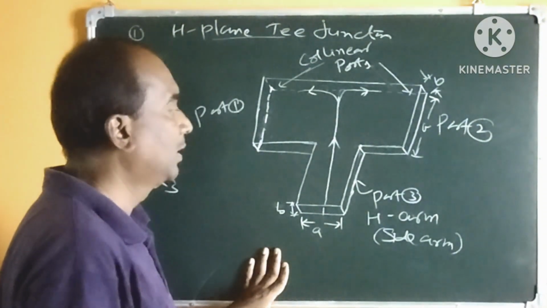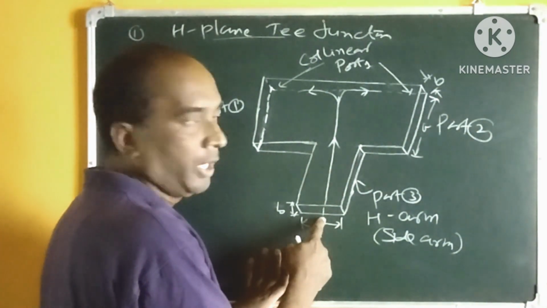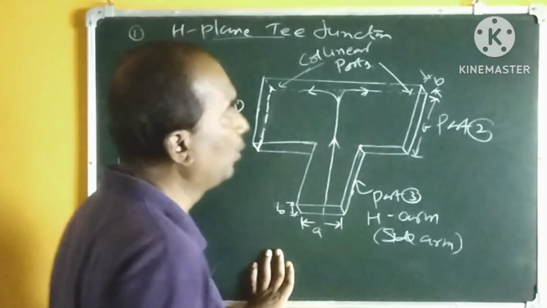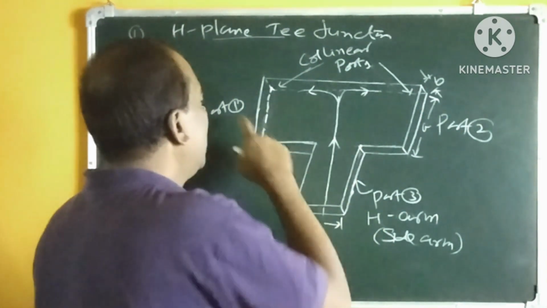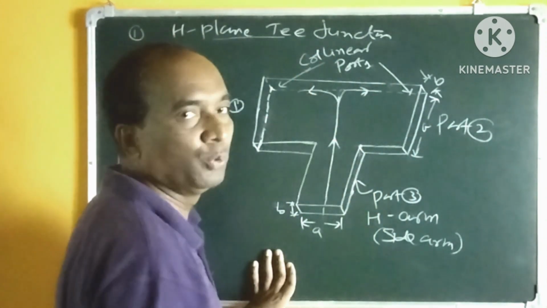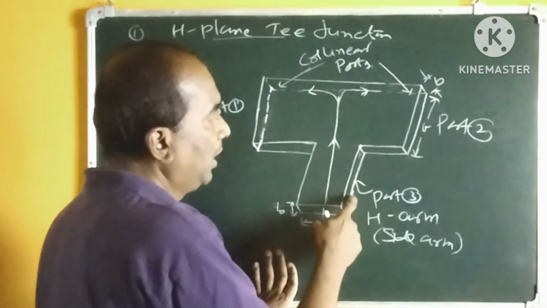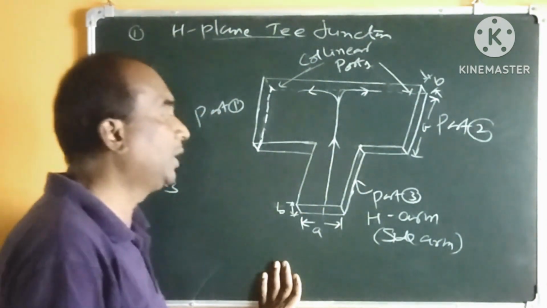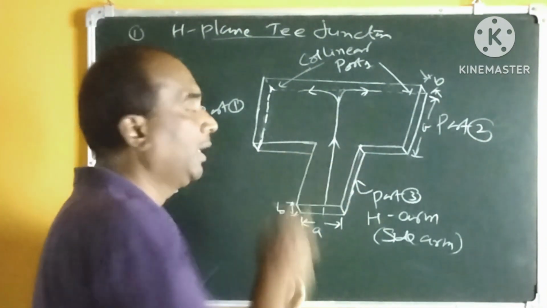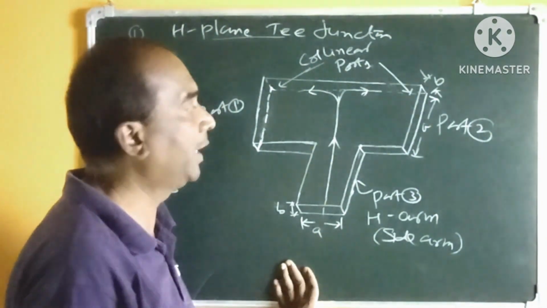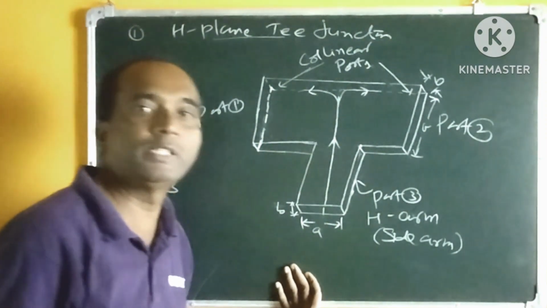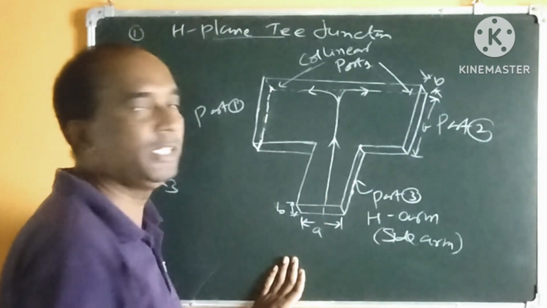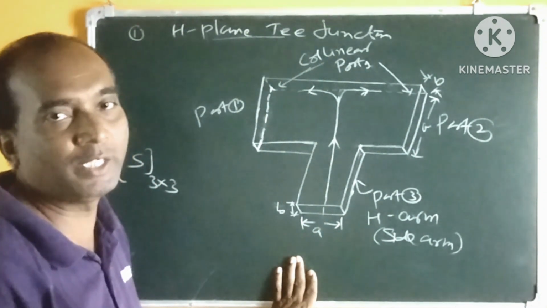Whatever signal is given through port 3 will split up between port 1 and port 2. These port 1 and port 2 are called the collinear ports of the main waveguide section, and port 3 is called the H arm or the side arm. In this, the junction lies in the magnetic field, hence this H plane T junction is also called the current T junction.